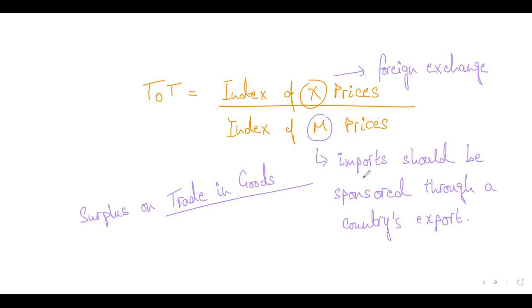Let me repeat this one more time. Imports of a country should be sponsored through the country's exports, which means what? Let's simplify this and not use fancy wording. If a country is exporting goods worth 100 million and you are also importing exactly 100 million, that's not a problem, because whatever foreign exchange you earn is spent back on buying the goods that you need. Your foreign currency reserves will neither increase nor deplete.